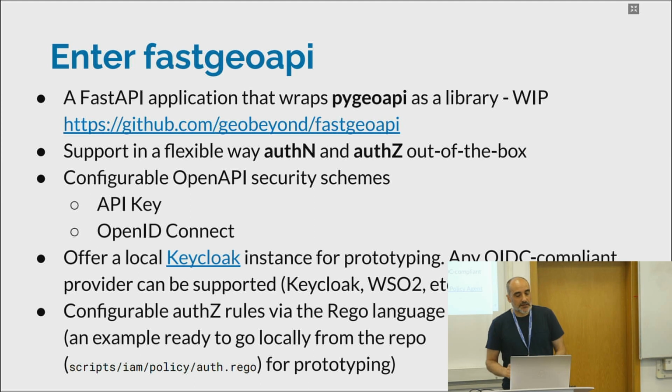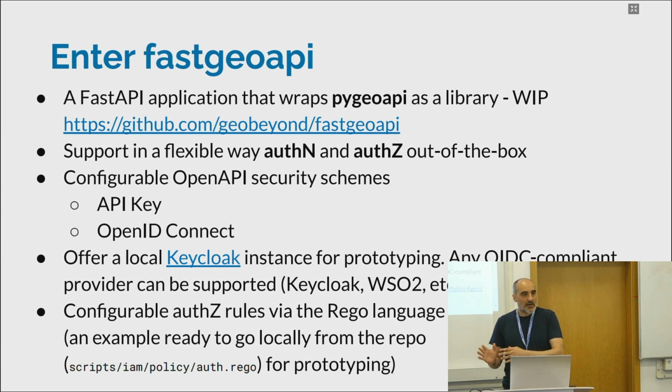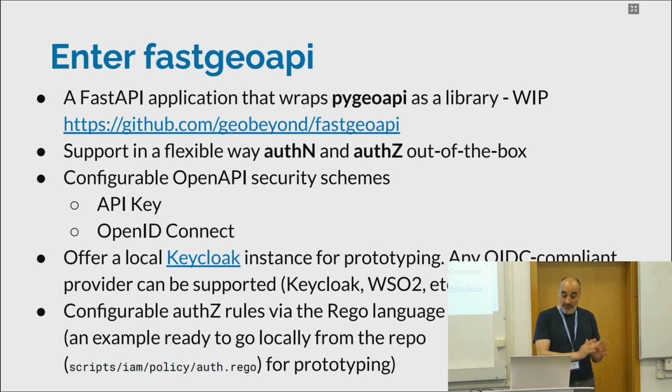Fastgeoapi is basically a downstream project where we use pygeoapi as a library, and we build on top of the vanilla pygeoapi a security mechanism that covers the authentication part and the authorization part. We support two different mechanisms: the API key and OpenID Connect.